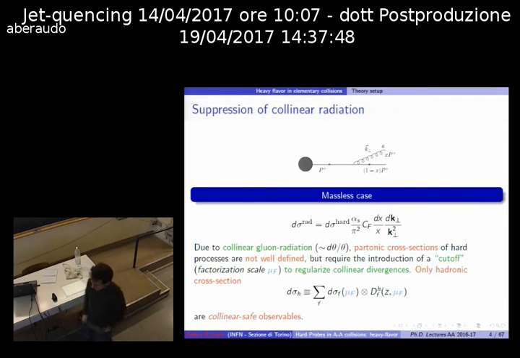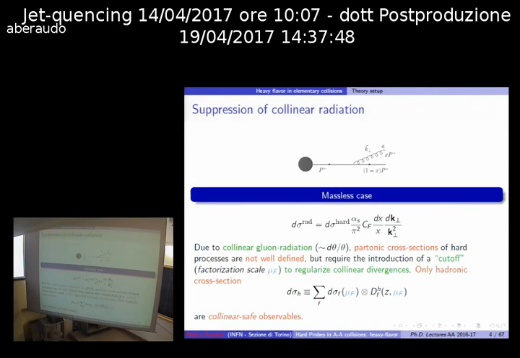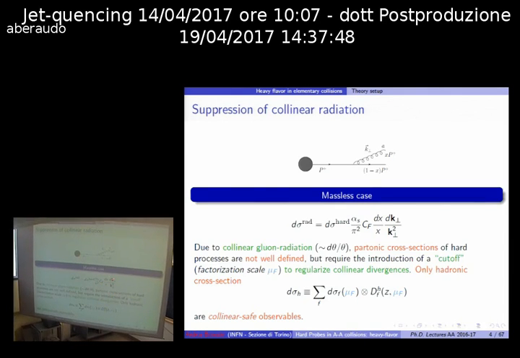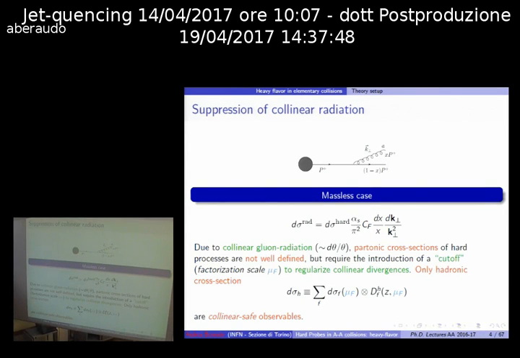So, as we saw yesterday, once you have a hard process in which you produce a high energy parton, this parton in general can radiate gluons, and we evaluated the probability of radiation of gluons, and we saw that it is characterized by a soft and a collinear divergence. So calculations at the partonic level are not so well defined. The soft divergence will in general cancel if you do things properly with some virtual corrections in higher order calculations, but you are left with this collinear singularity that you must somehow regularize.